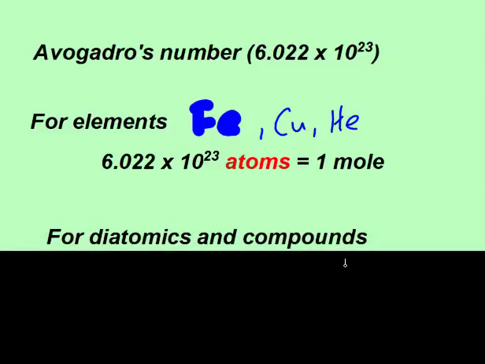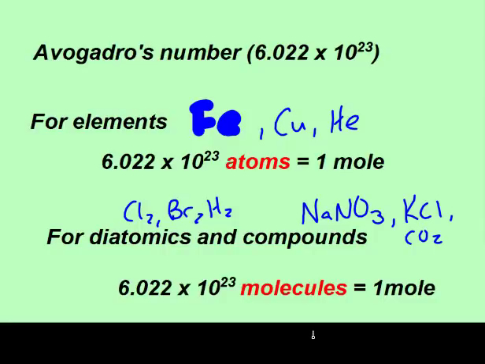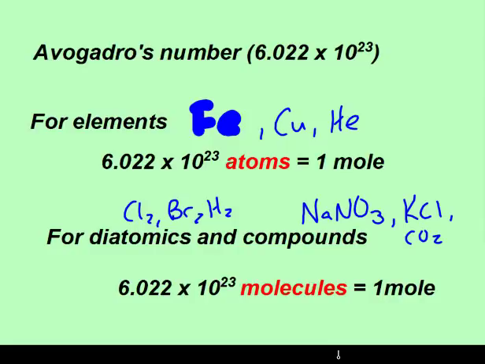If we're dealing with diatomic molecules such as chlorine or bromine or hydrogen, or compounds such as sodium nitrate, potassium chloride, carbon dioxide, those are going to be molecules. So 6.022 times 10 to the 23rd molecules equal 1 mole. So it just depends on if we're talking atoms or molecules, if we put the word atom or molecules. But notice it's the same number and they both equal 1 mole.